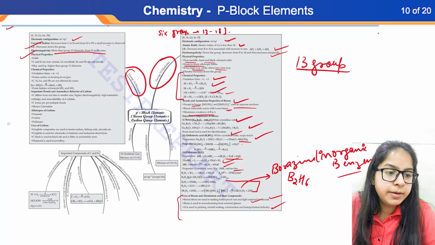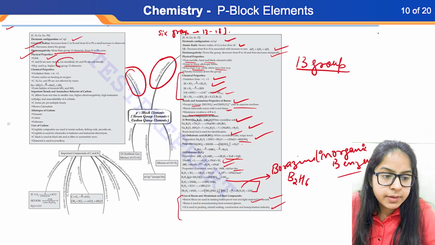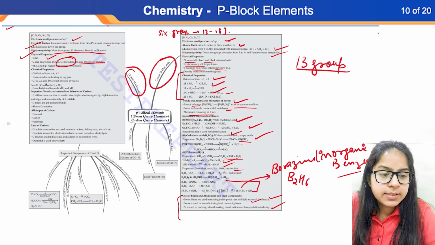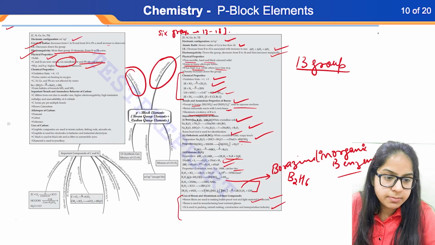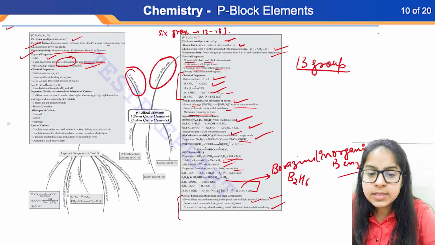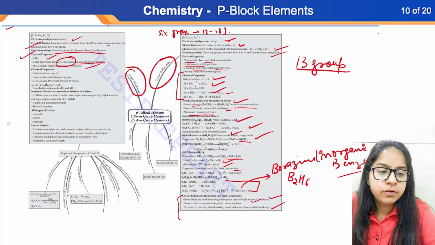Now the physical properties of the group 14 elements: they are solid in nature. Carbon and silicon are non-metals, germanium is a metalloid, tin and lead are soft metals. The melting point and boiling point of these elements are higher than those of group 13 elements. Why? Because of the increase in molecular mass, there is an increase in van der Waals forces. That's why it increases the boiling point of these elements.